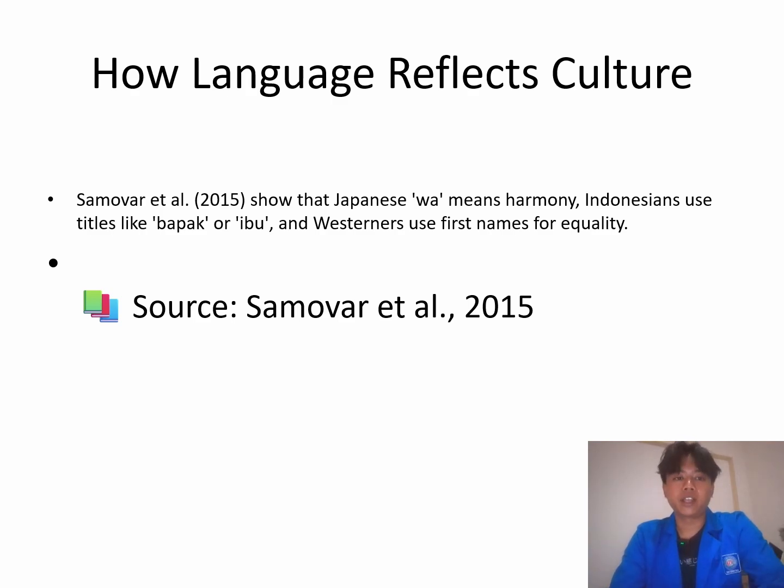How language reflects culture? Samovar et al. 2015 explained that language mirrors culture. For example, in Japan, the word wa means harmony. In Indonesia, people use polite titles like Bapak or Ibu. In Western culture, people often use first names to show equality.